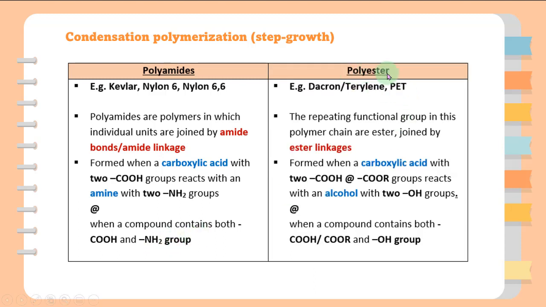Whereas for polyester, the common examples we have are Dacron, Terylene, or PET. The repeating functional groups in this polymer chain are esters, joined by ester linkages. This polymer is formed when a carboxylic acid with two COOH or COOR ester groups reacts with an alcohol with two OH groups. So again it involves two different functional groups. Or it can also form from a compound containing both COOH or ester together with an OH group. Remember that for condensation polymerization, a small molecule is eliminated to form this long chain polymer.